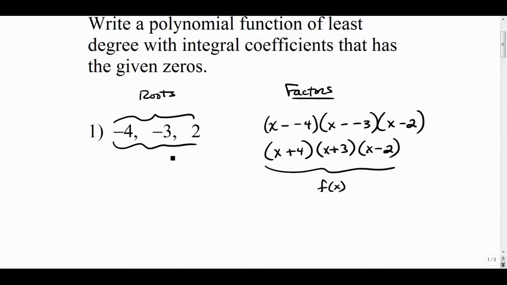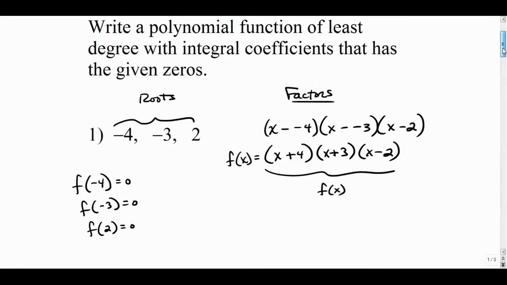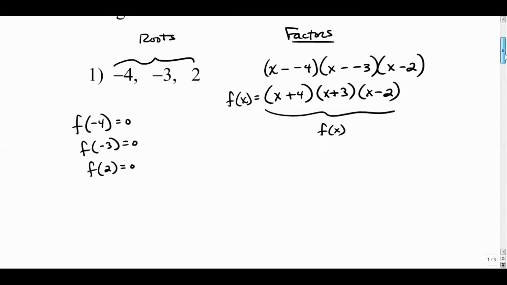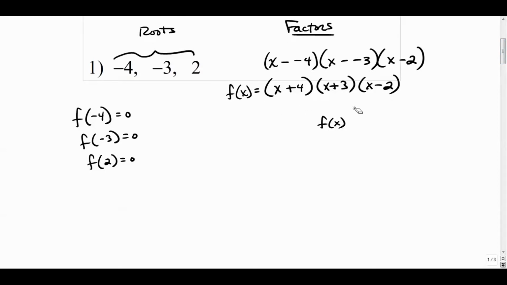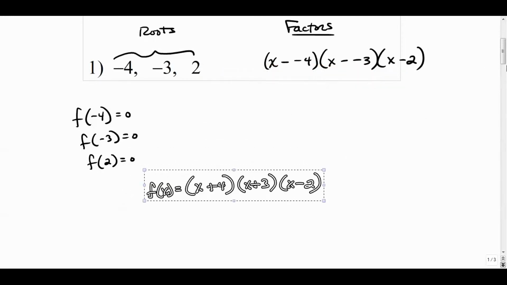And these 3 roots will, when entered into this function, give you a value of 0. In other words, f of -4 is 0, f of -3 is also 0, and f of 2 is 0. On a graph, these will be where the graph crosses the x-axis. So all we need to do is write the polynomial of least degree with integral coefficients that has these zeros. I'm simply going to take these factors and multiply them out. It's as simple as that.